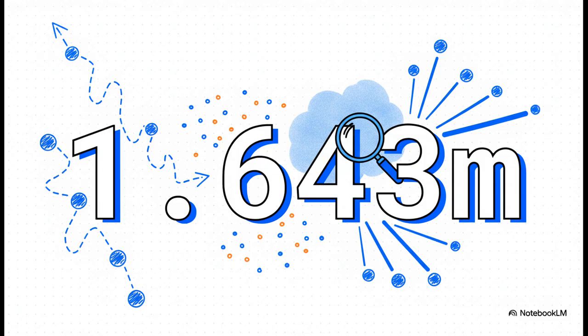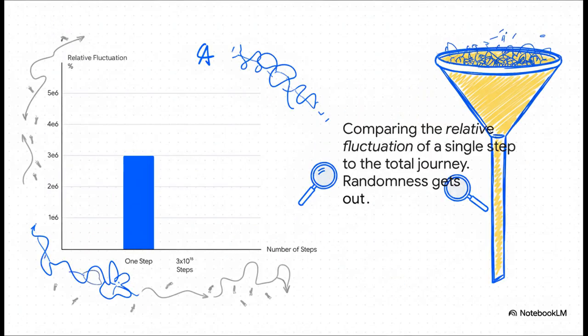Now just think about that for a second. A 30-meter journey, born from quadrillions of random events, is predictable to within just a couple of steps. That's absolutely incredible. So why does this happen? This chart breaks it down for us.